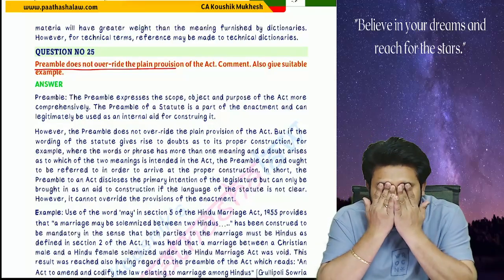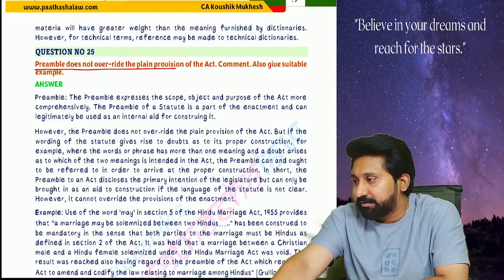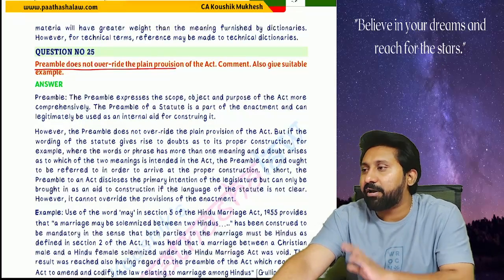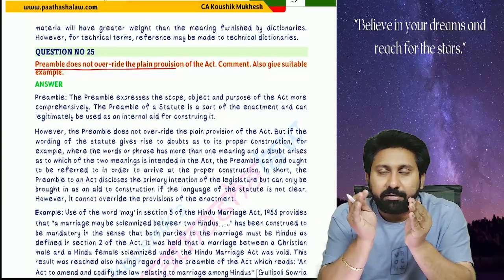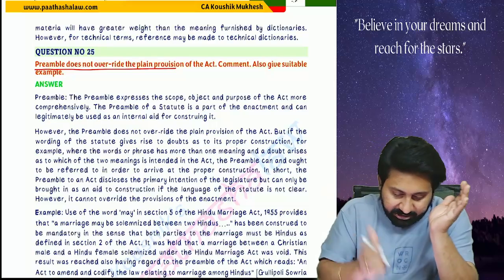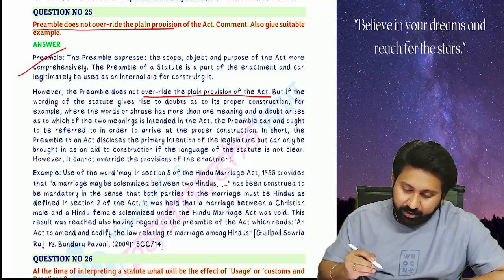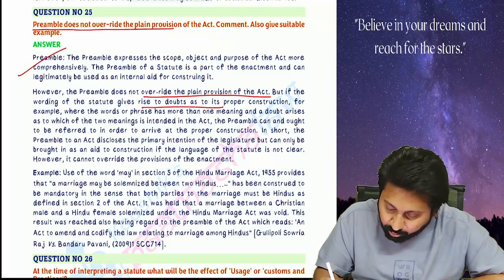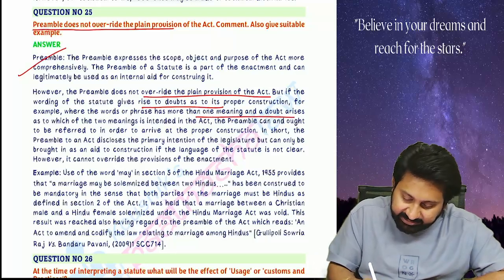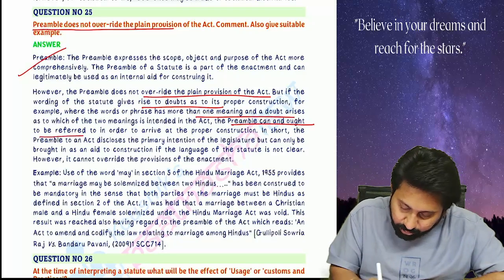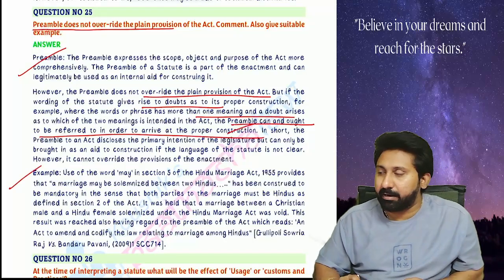Preamble is always talking about the object and scope of a particular law. It will always tell about the objective and scope of a particular law. Whenever you are writing a law, the objective and scope will be defined in the preamble. Preamble can be used as an internal help of interpretation, no doubt. However, preamble cannot override the plain provision of an act. But if the words of a statute give rise to doubts, for example, where the words of a phrase have more than one meaning and doubts arise, then the preamble can be used to have a proper construction. This is all example.